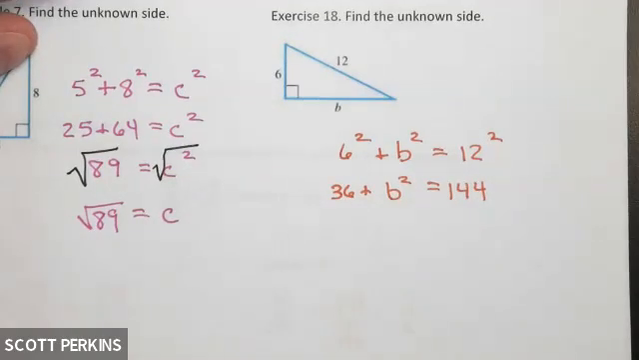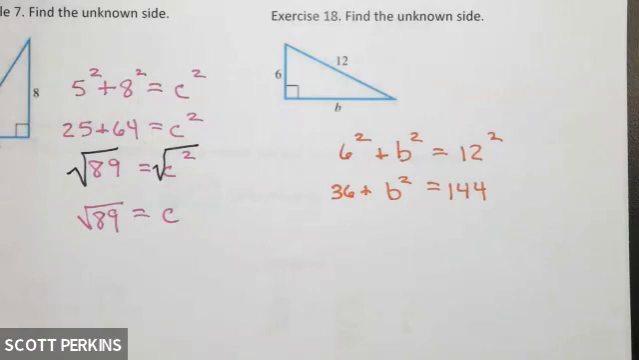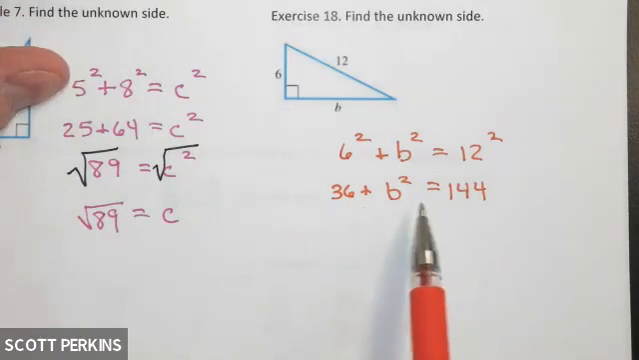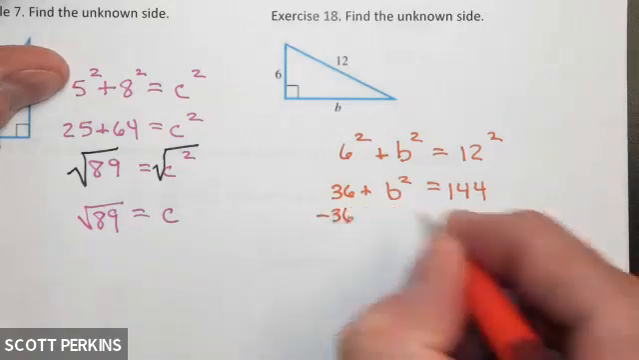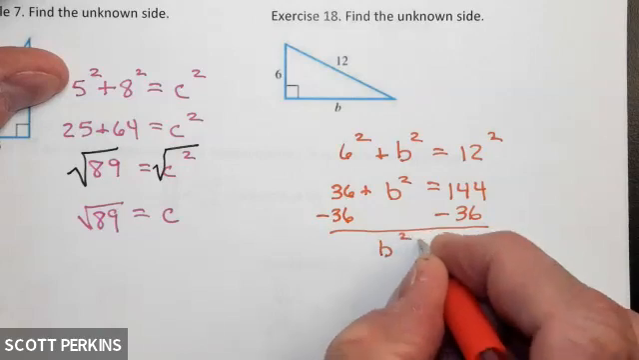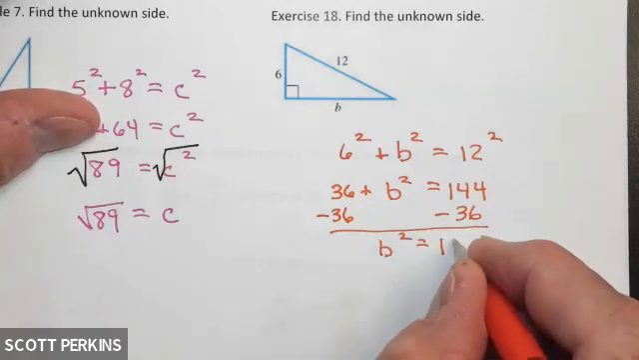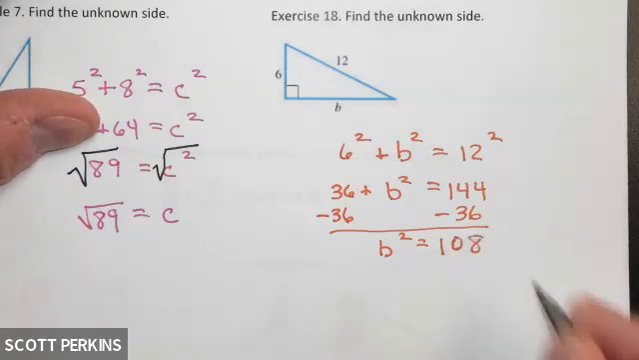I just gave you this problem because these are the two styles you're going to see. Either you don't know the hypotenuse or you don't know one of the legs. So on this one, what do I have to do first before I worry about the square root? Yeah, I got to subtract that 36. So we'll do that. And when I do that, I've got b squared is equal to how much? 108, you said? Okay, trusting you.